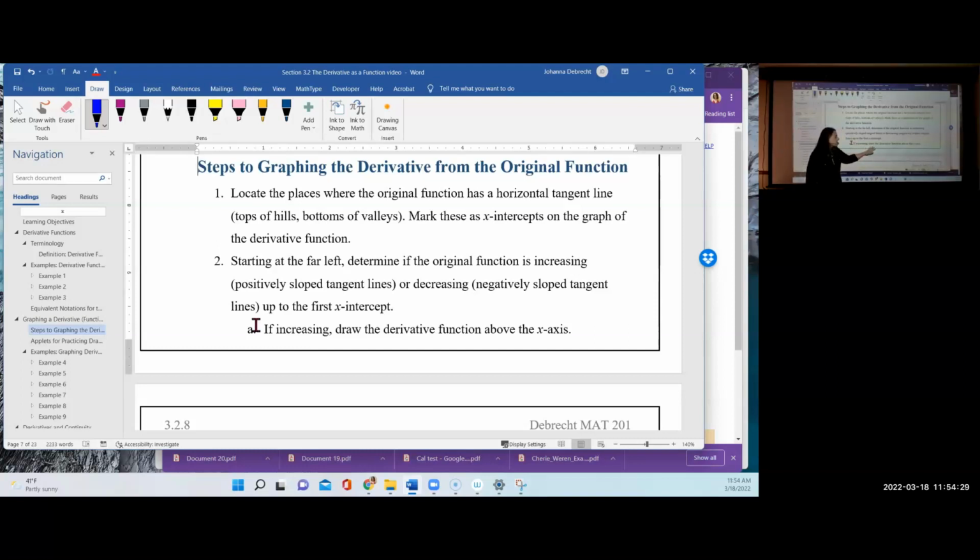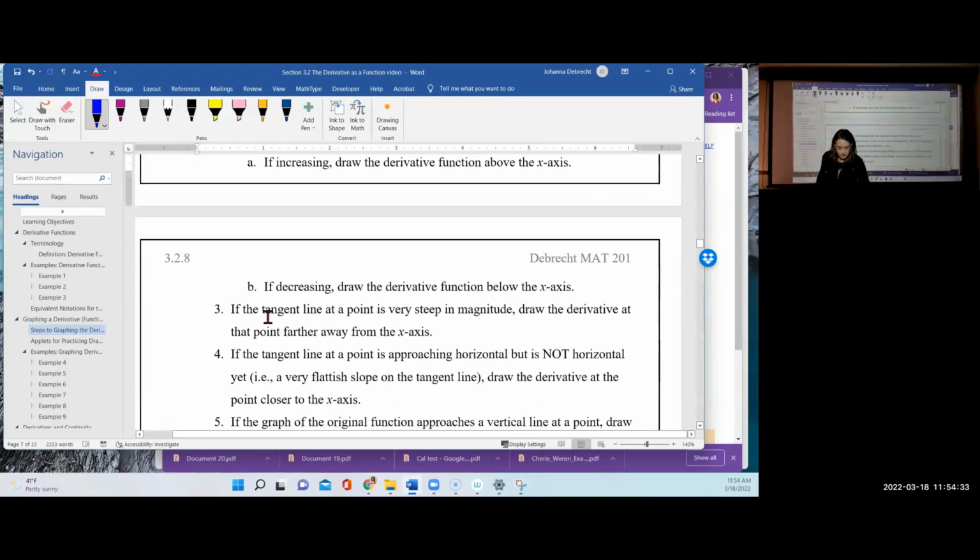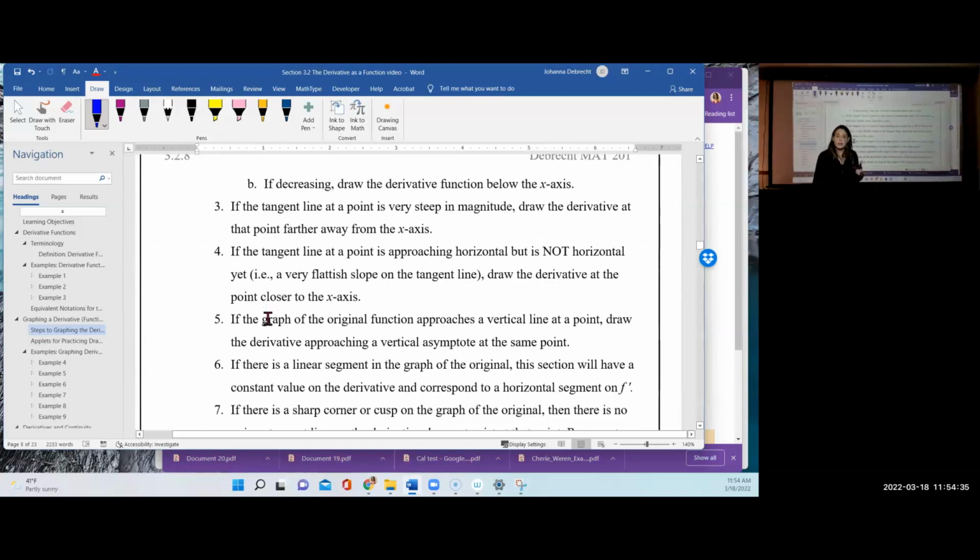If it's increasing, draw that derivative function above the x-axis. If it's decreasing, draw the derivative function below the x-axis. The steeper the slope, the further from the x-axis. The flatter the slope, the closer to the x-axis.